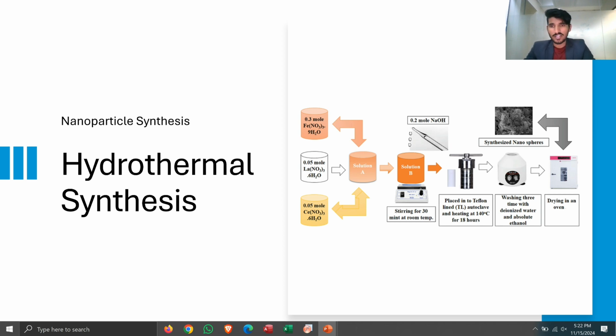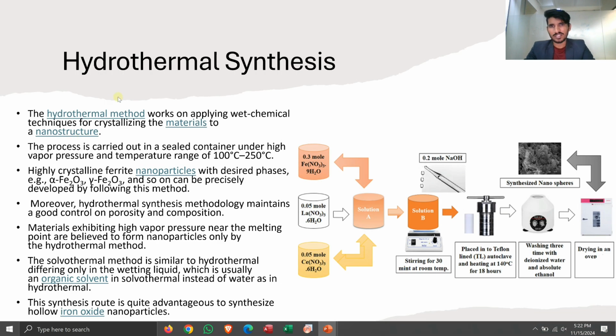Well, the hydrothermal synthesis, as the name says, hydro means the solvent would be water, and thermal means that you have to provide heat. So for the hydrothermal synthesis, you just take different salts, mix them in water, stir it, set the pH, transfer it to the autoclave, then wash it, and finally calcine it. To explain this hydrothermal synthesis, I am going to take an example of lanthanum cerium ferrite.